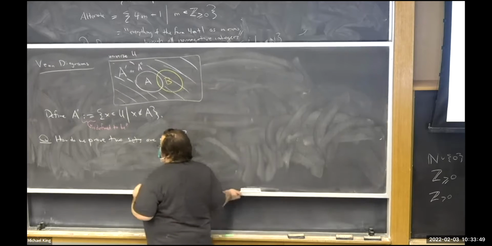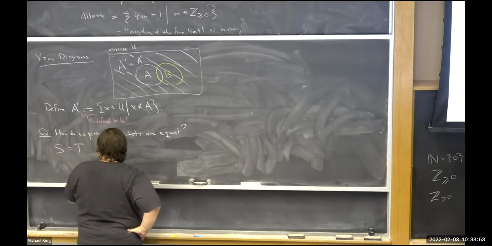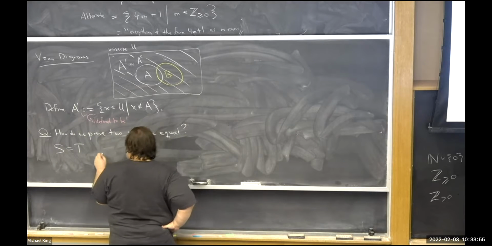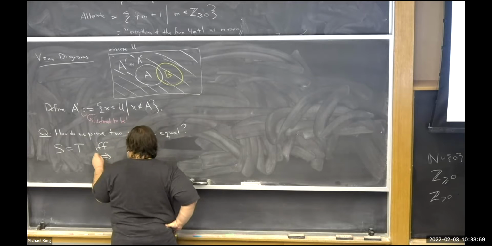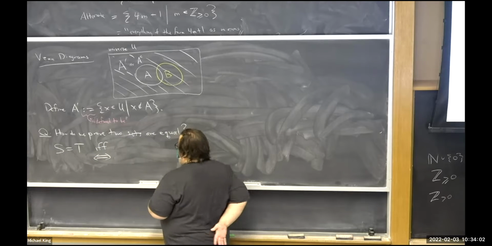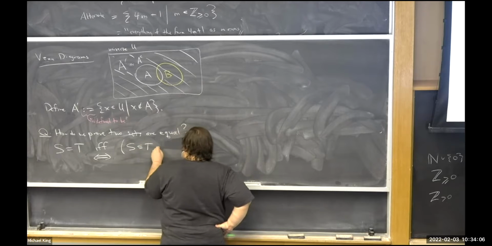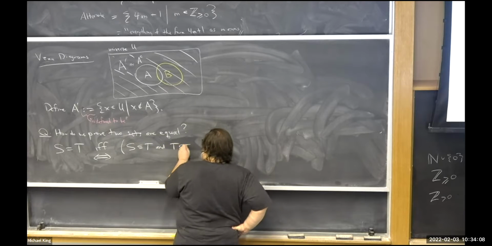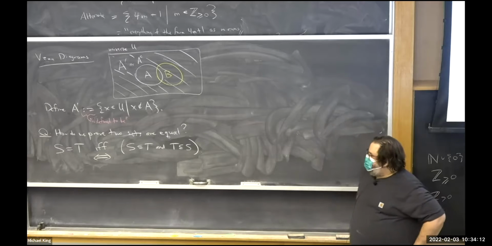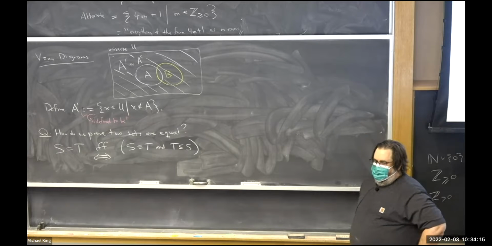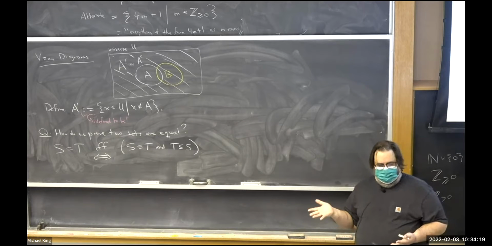Well, the idea is, if we have two sets S and T, S equals T if and only if, remember, that is another way of writing the double-headed arrow, the logical implication, S is a subset of T and T is a subset of S. To prove two sets are equal, we say the first is contained inside the second and the second is contained inside the first. Does that make sense?